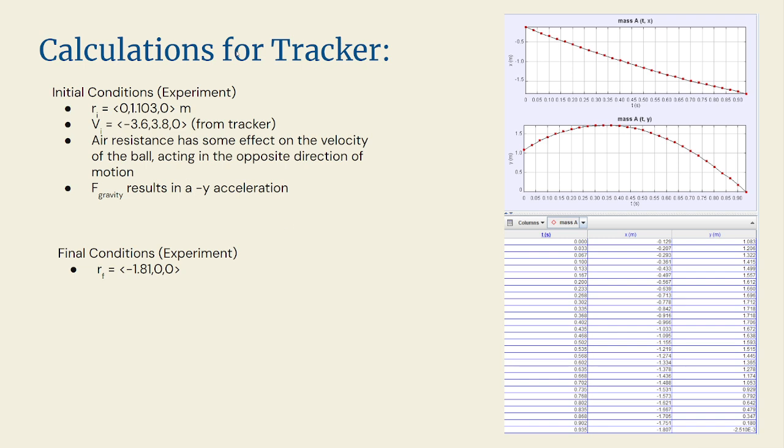For the calculations for the tracker, once again, initial position and initial velocity are the same. This is from tracker yet again, and we can say that air resistance has some effect on the velocity of the ball, acting in the opposite direction of motion, and that gravity results in the negative y acceleration. Here are the plotted points from tracker, and our final position was negative 1.81 in the x direction.